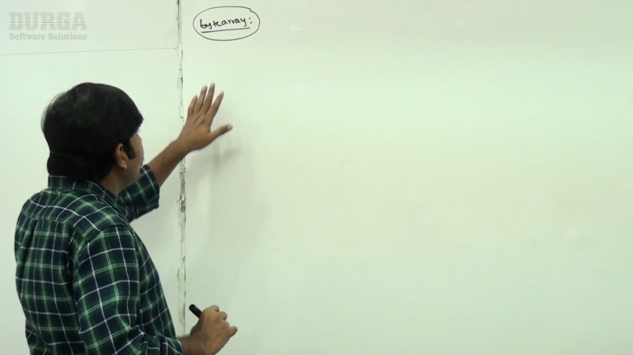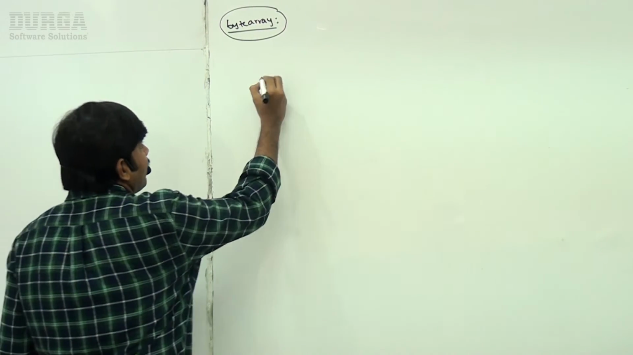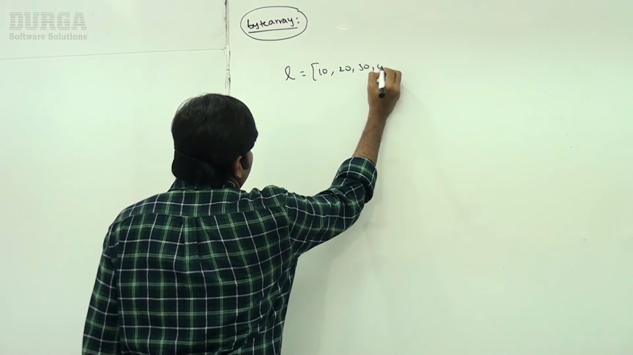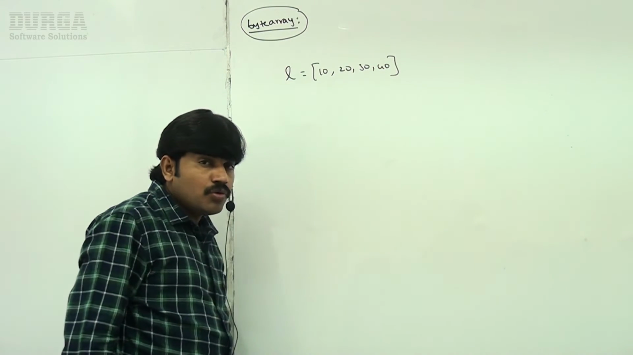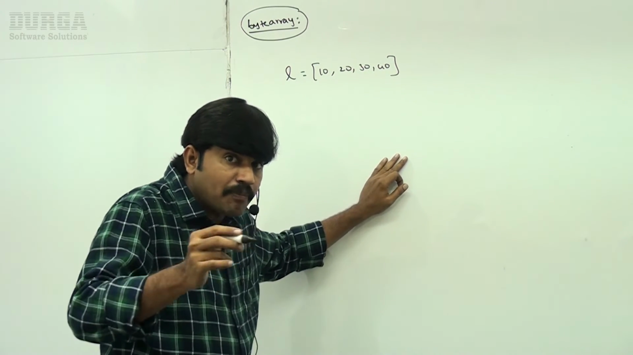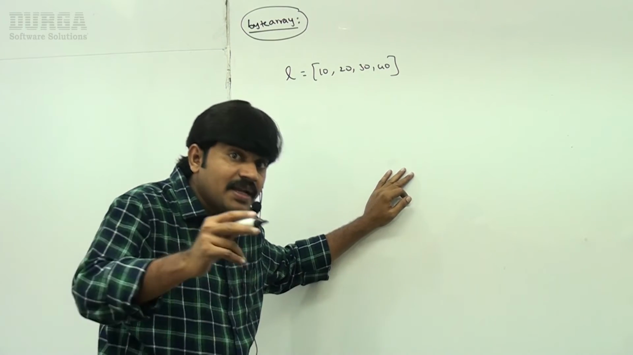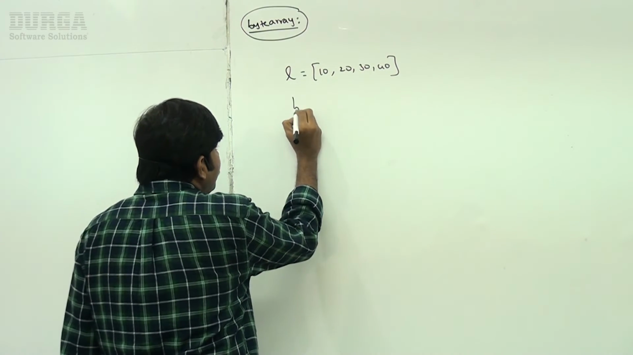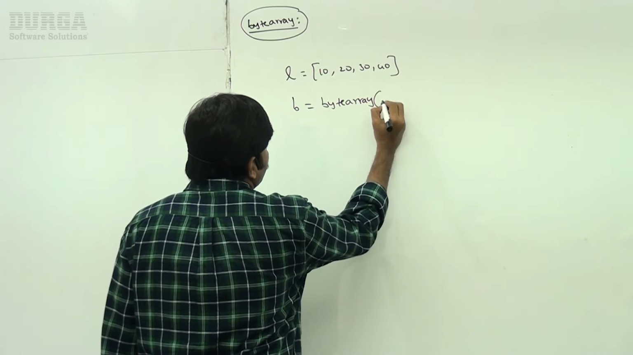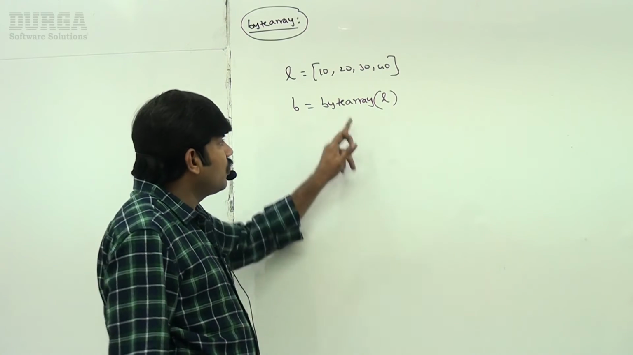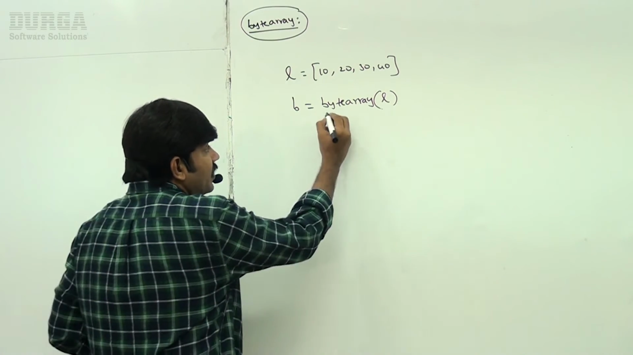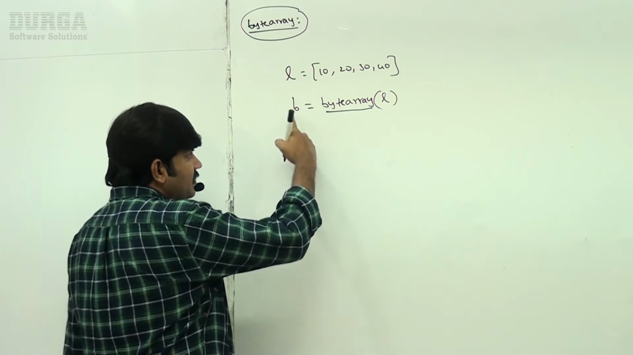Now how can you create it? Very simple. L is equal to 10, 20, 30, 40. How do we create a bytes object? By using the bytes function. How do we create a bytearray object? B is equal to bytearray of L. So how can you create a bytearray? By using the bytearray function, right?